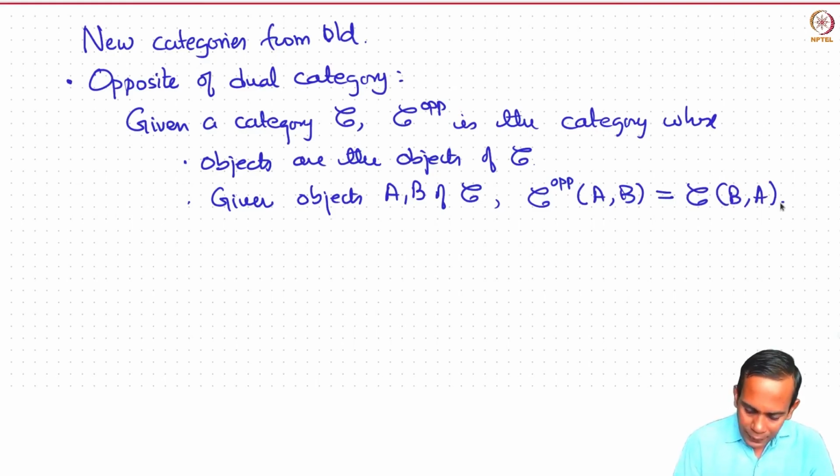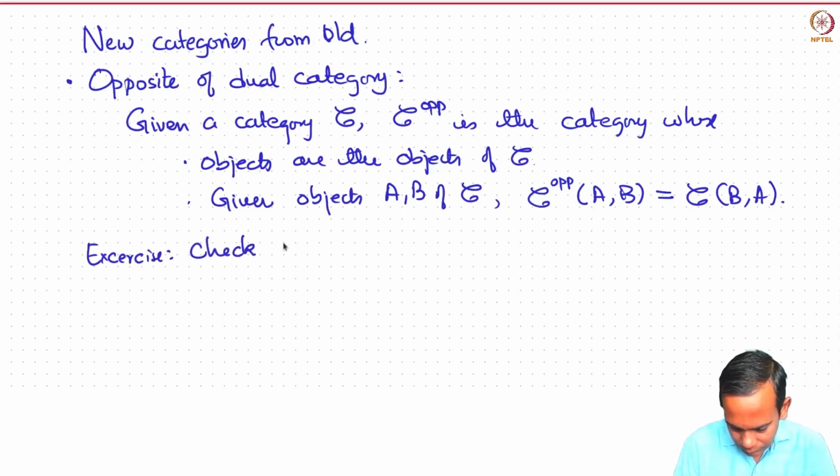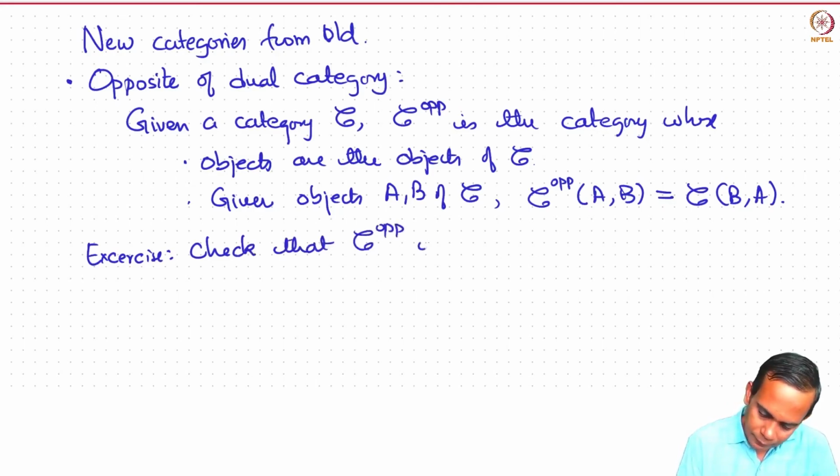And the associativity law for C turns into the associativity law for C op, and the identity axiom also turns into the identity axiom for C op. So I'll leave it as an exercise for you to check that C op is also a category.